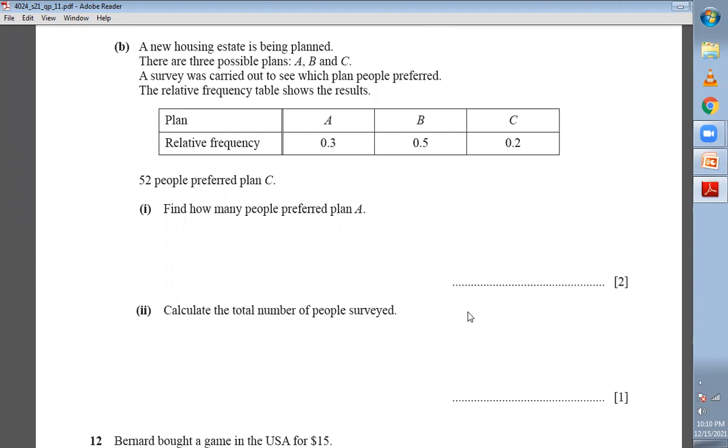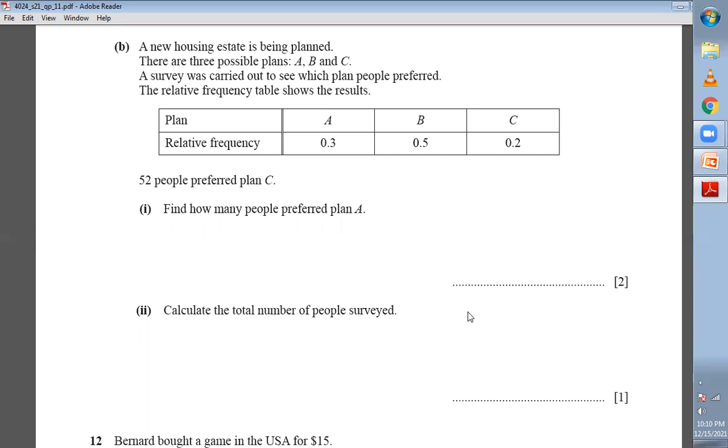This is the B part of question number 11. It says a new housing estate is being planned. There are 3 possible plans, A, B, and C. A survey was carried out to see which plan people preferred. The relative frequency table shows the results. The relative frequency of A is 0.3, B is 0.5, C is 0.2. 52 people preferred plan C. Find how many people preferred plan A.